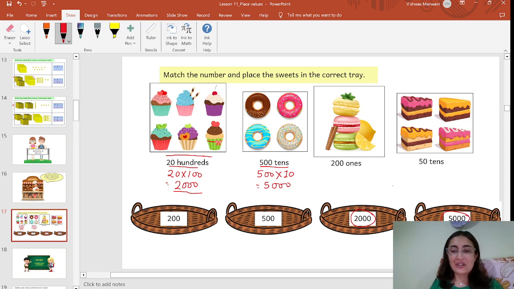Okay, let's continue. Now we have 200 ones. This is the easiest. We don't even need to multiply, because any number multiplied by 1 will remain the same number only. So 200 ones is equal to 200. And let's see what 50 tens is. Again 50 multiplied by the position, which is 10, gives me the number 500. Interesting, isn't it? How one number can have so many different names.